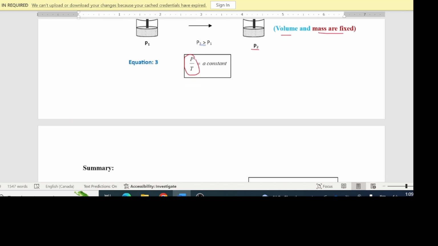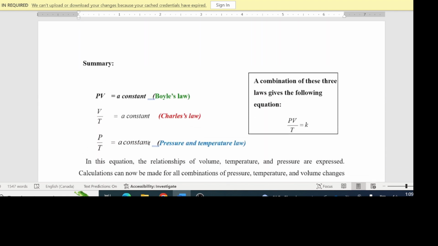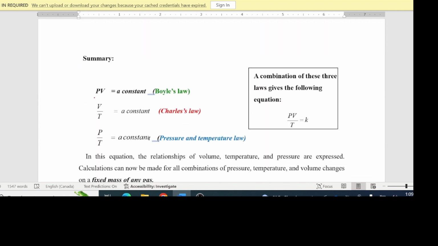Let's combine all of these together and see what happens. So this is Boyle's law equation. This is Charles's law equation. And this is the one for the pressure and temperature law. You can see in every case, temperature is at the bottom. In every case, V and P are at the top, never the bottom.